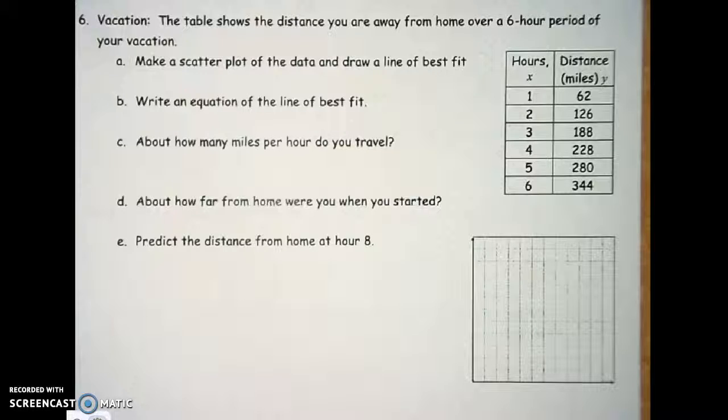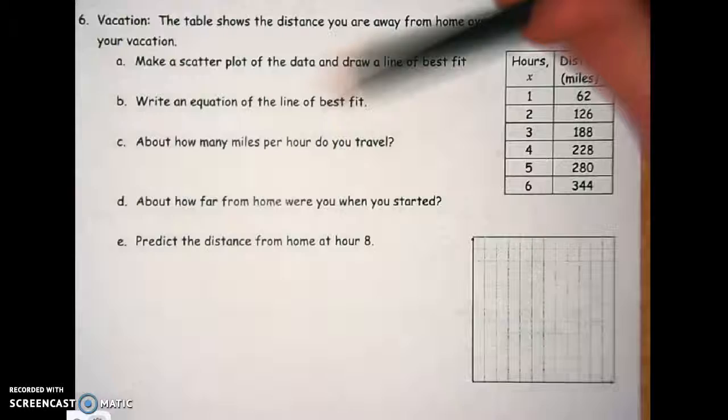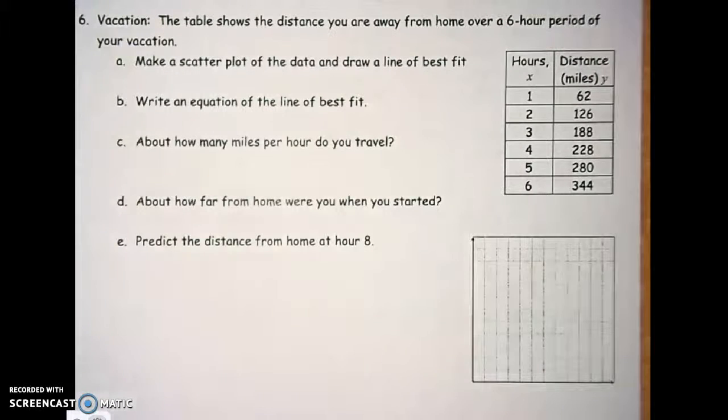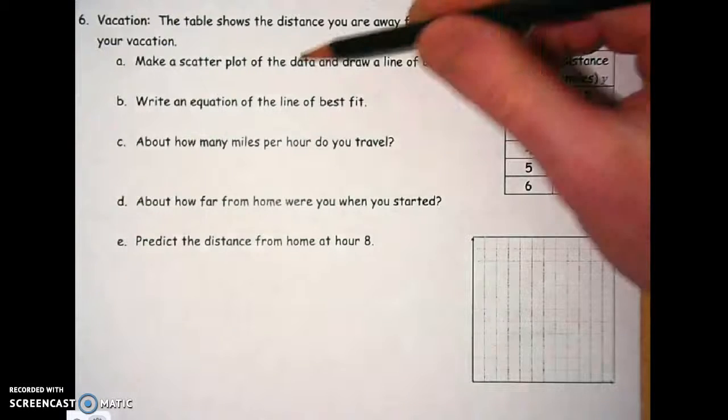Let's do some math. You can follow along with me on your worksheet. This is number 6 on the 9.2 worksheet. All right, this is about vacation. The table shows the distance you are away from home over a 6-hour period of your vacation. Let's make a scatter plot of the data.